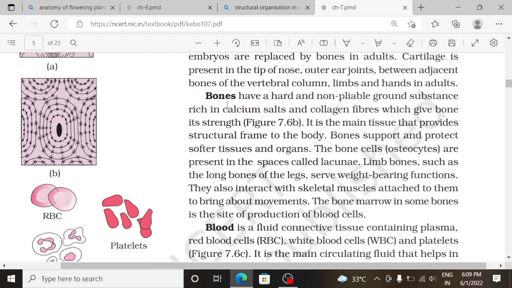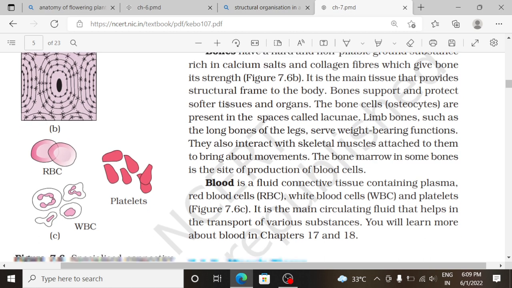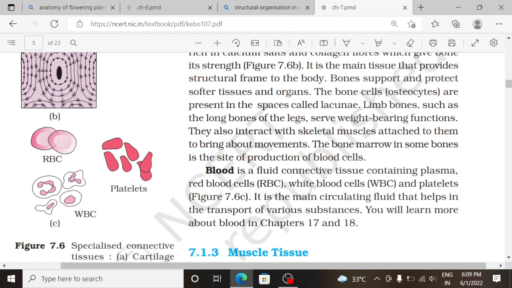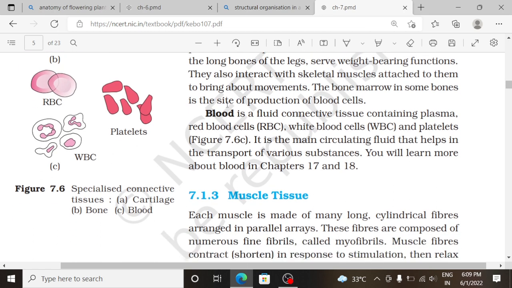The bone cells, which are called osteocytes, are present in the spaces called lacunae. Limb bones, such as the long bones of the legs, serve weight-bearing functions. They also interact with skeletal muscles attached to them to bring about movements. The bone marrow in some bones is the site of production of blood cells.